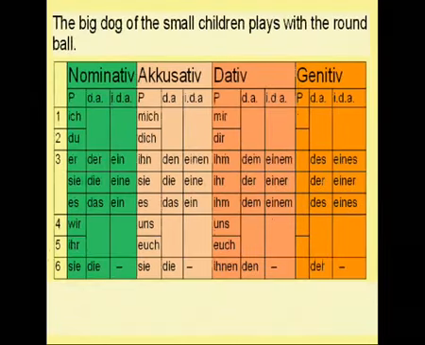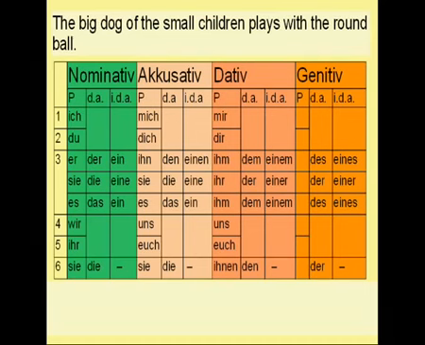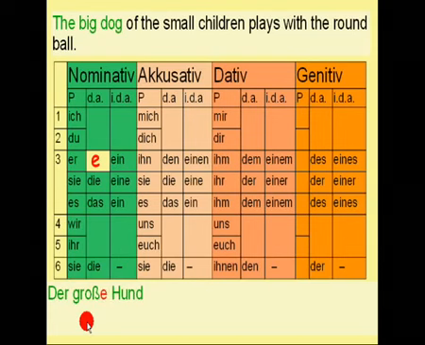One last example. The big dog of the small children plays with a round ball. Now, how do we start? First of all, with the subject of the sentence. Which one is the subject of the sentence? The big dog. So the big dog is in the nominative case. Now we need to find out what's the definite article in German. Dog is masculine. So the definite masculine article in German is "der", and the sentence starts with "der Groß Hund". Here again we have the adjective in its basic form. Groß translates to big in English. And do you remember the ending for this one? It was e. So let's add it. So the sentence starts correctly with "der große Hund".